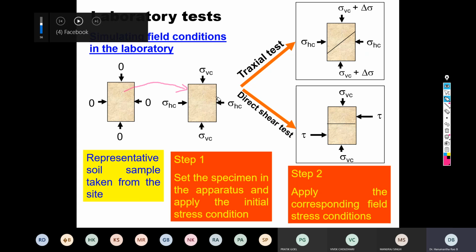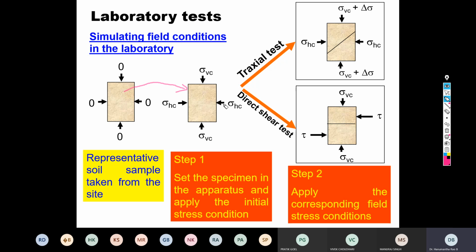Once you have replicated the field condition, then on the same sample you are going to determine the shear strength parameters, that is C and phi, either by resorting to direct shear test or by conducting the triaxial testing. In case of the direct shear testing, you are going to apply the shear stress, wherein the failure plane is predefined. However, the normal stress represents that of the field condition, while in case of the triaxial testing, a field stress is already applied, and on top of that you are going to apply the increase in overburden pressure, that is delta sigma.